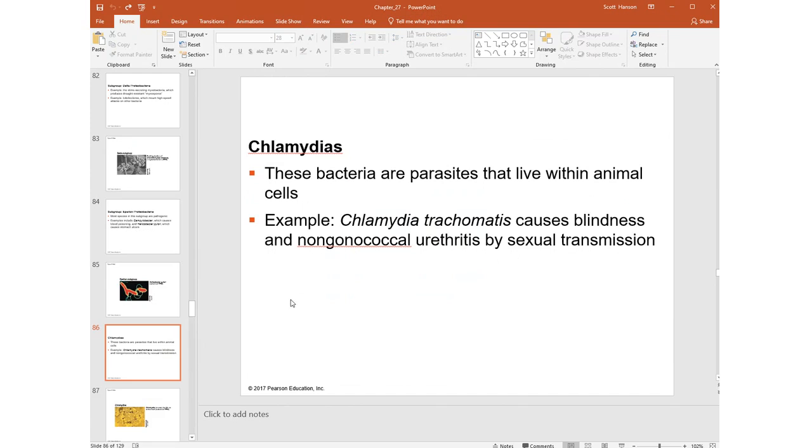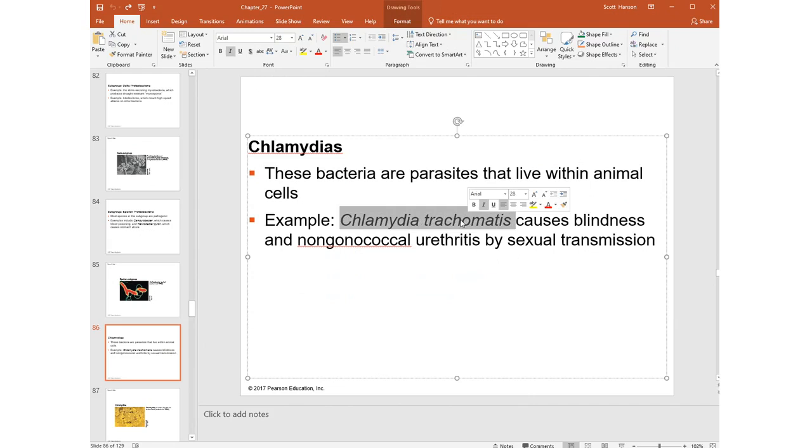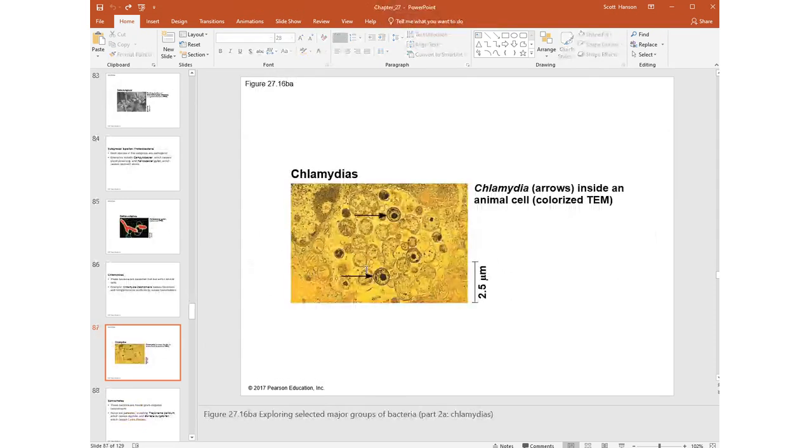And then there are the chlamydias. They're parasites that live inside animal cells. A good example is Chlamydia trachomatis. This Chlamydia trachomatis causes blindness and causes non-gonococcal urethritis transmitted sexually. And here are some chlamydia, where the arrows show chlamydia inside animal cells.